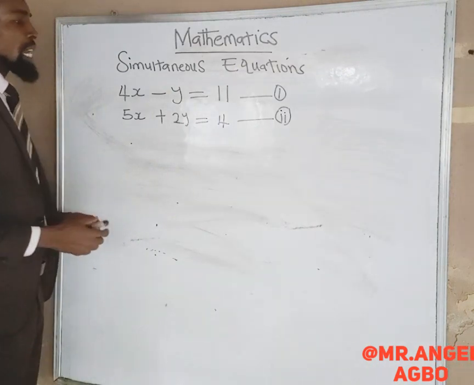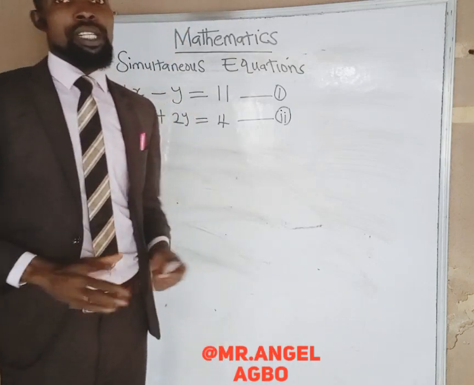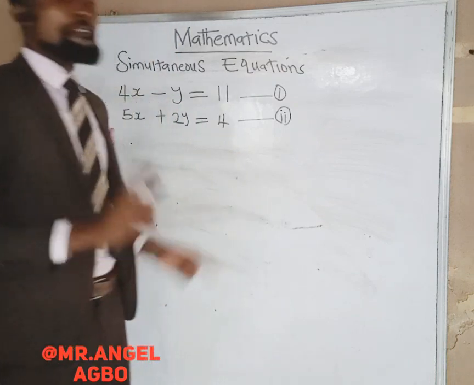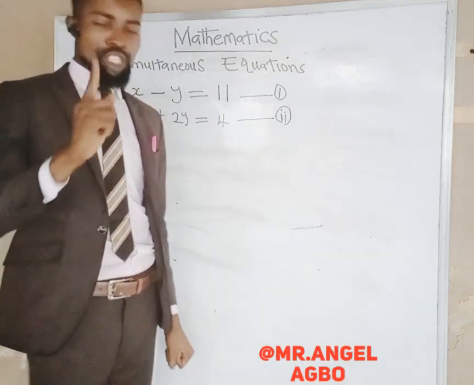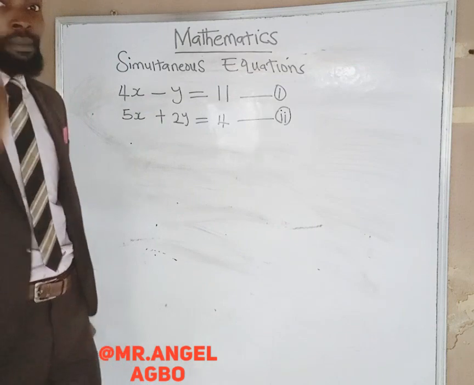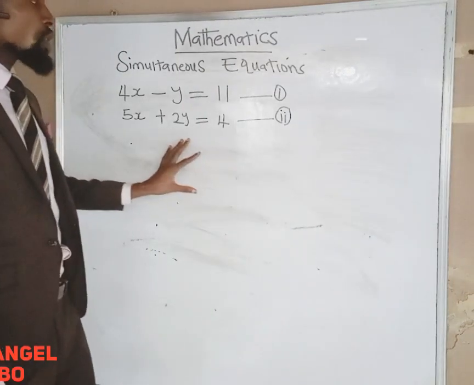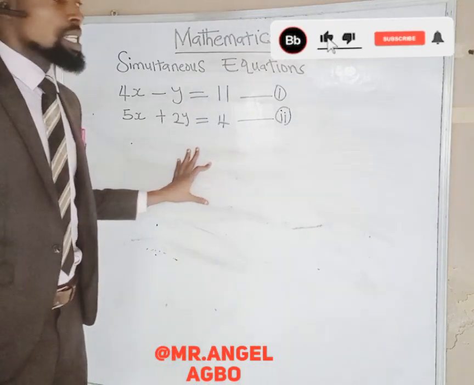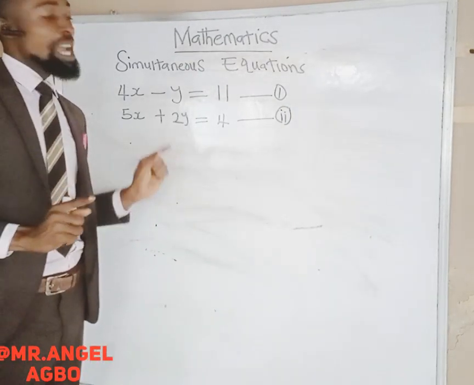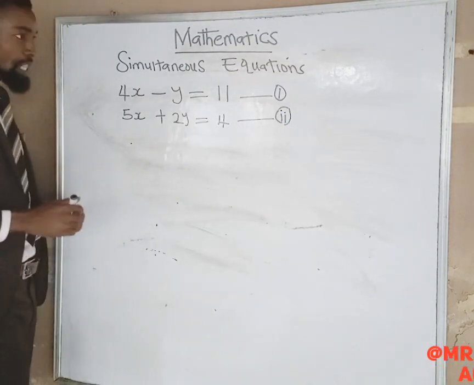Now we have equation 1 and equation 2. And I want you to understand this. In simultaneous equation, there are two methods that you can use to solve simultaneous equations. The first method is elimination method, and the second method is substitution method. But today, I want to take you on elimination method. In my next video, you will see the substitution method.